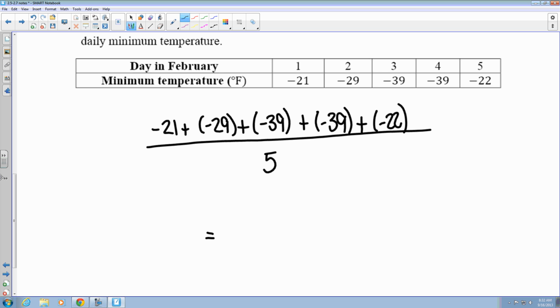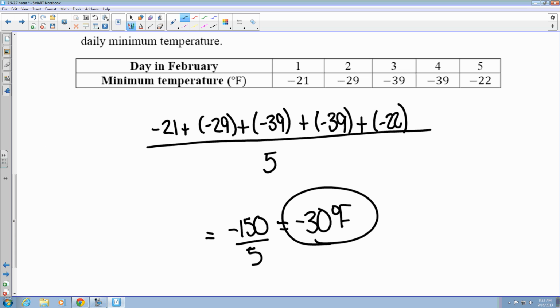So we have to add up all of those negative numbers together first, and then divide by 5. Adding all this up together, you're going to get negative 150. Negative 150 divided by 5 is negative 30. So our answer is negative 30 degrees Fahrenheit. It's our average.